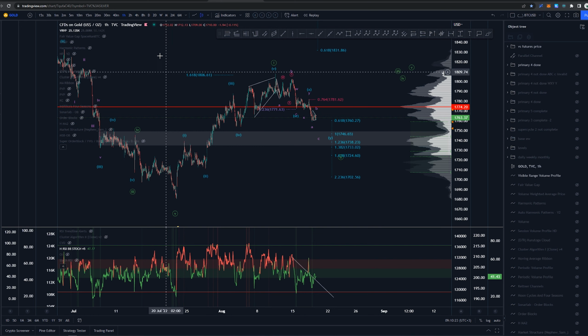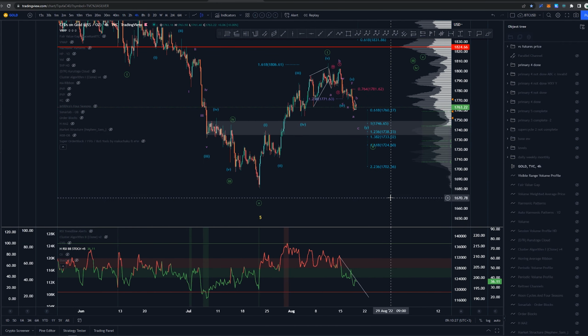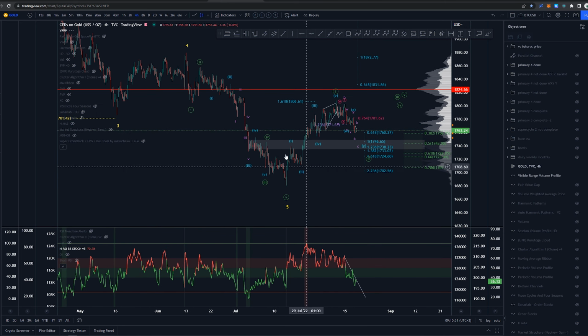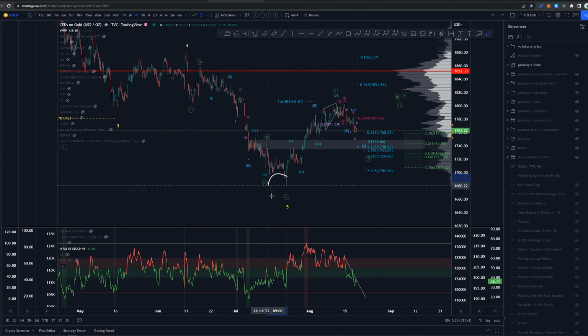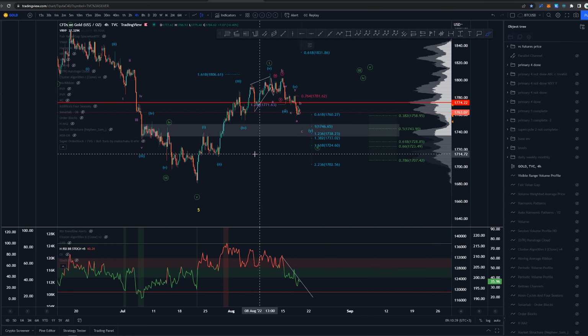Starting here on 1 hour, actually we could go back to 4 hour here. We had the idea of having the higher time frame structure for gold coming down, ending down here at these lows of 21st of July. Since then we've had some kind of move upwards.